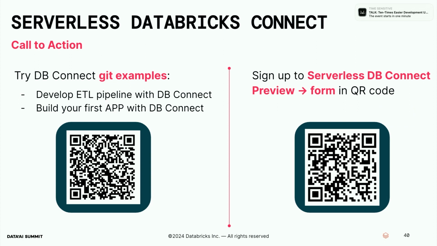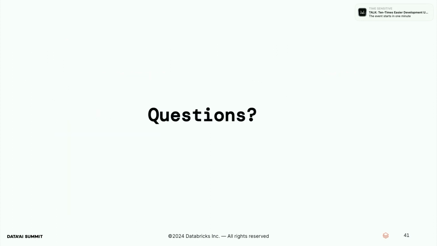And if you're interested in this, please have a look at our Git examples that show you how to build apps with DB Connect. There's an example for an ETL pipeline. There's an example for a Plotly app. And if you're interested in previewing the Serverless DB Connect one, there's a sign-up form as well. We're going to public preview soon. It's probably a few more days. Then you can just use this as soon as you have enabled serverless in your account. And with that, we're done.